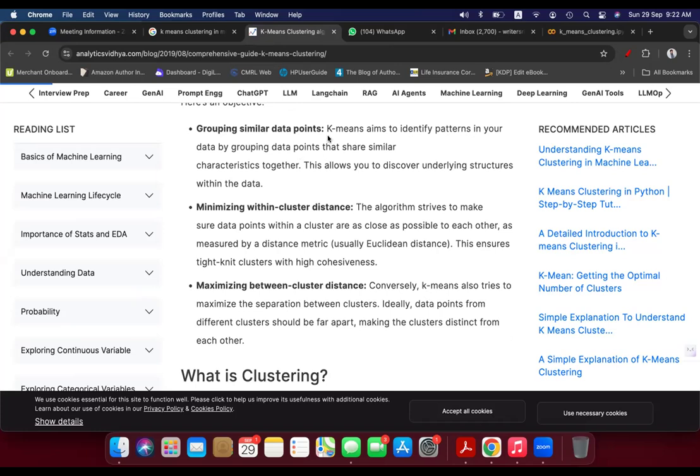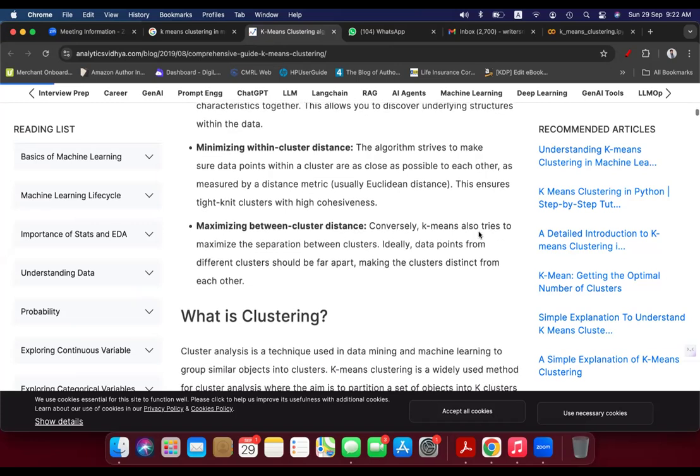So how has it been calculated? Grouping similar data points: K means aims to identify patterns in your data by grouping data points that share similar characteristics together. This allows you to discover underlying structures within the data that we are able to understand. The next thing is minimizing within cluster distance. The algorithm strives to make sure data points within a cluster are as close as possible to each other, as measured by a distance metric, usually Euclidean distance. We are already aware of what Euclidean distance is, right? This ensures tight-knit clusters with high cohesiveness. It is very, very close in relationship.